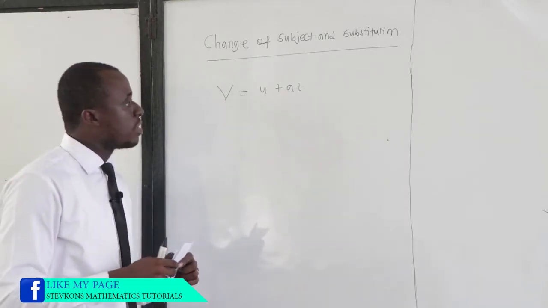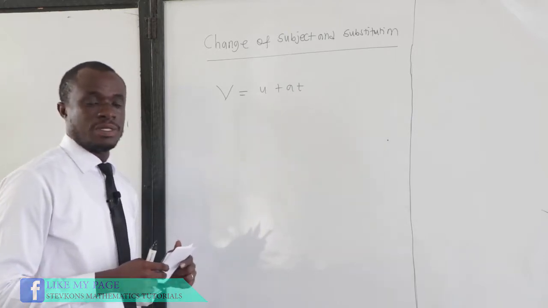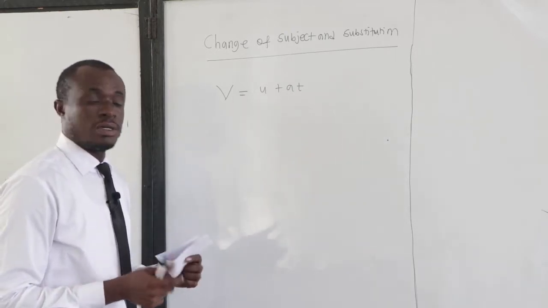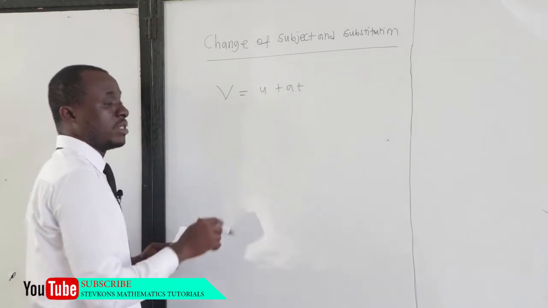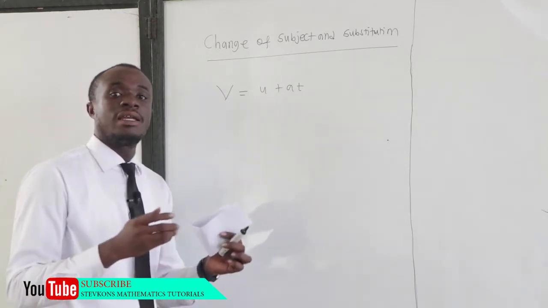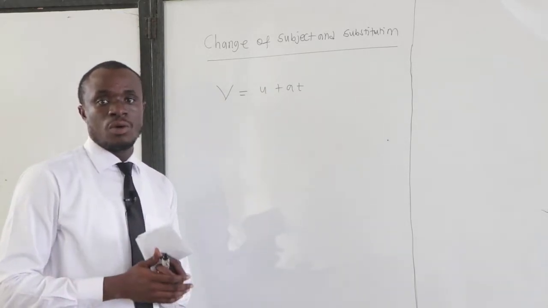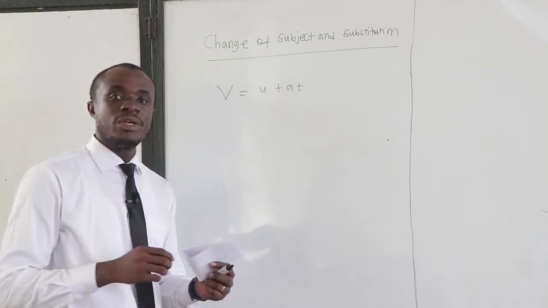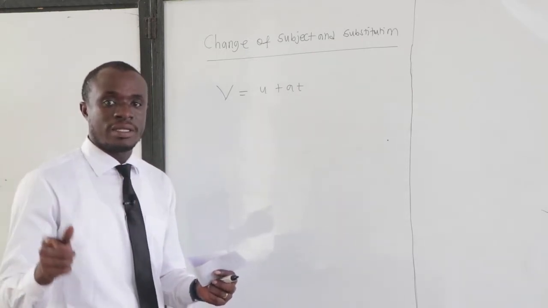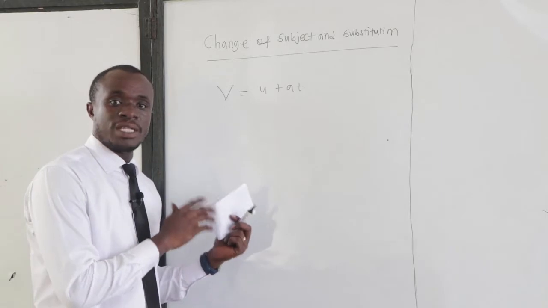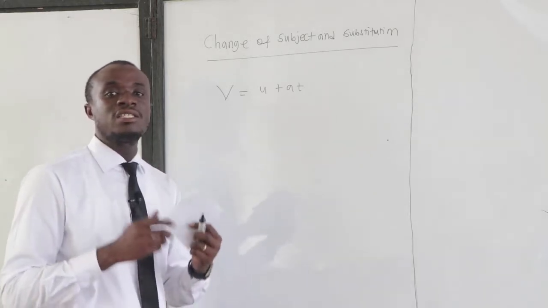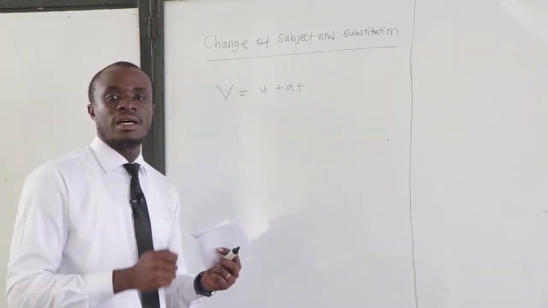In the same way, we can decide to make u the subject. So if we want to make u the subject, in this case, v is the subject. If we want to make u the subject, it means that we let u stand on its own. And in this case, it can be on the left-hand side or on the right-hand side. Now, in mathematics, most often, we let it be on the left-hand side.